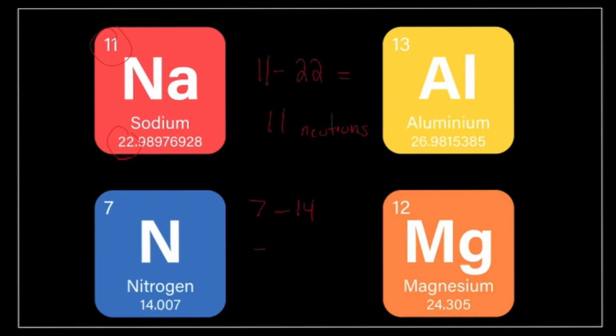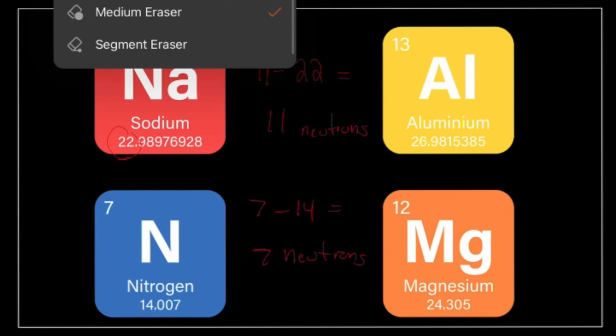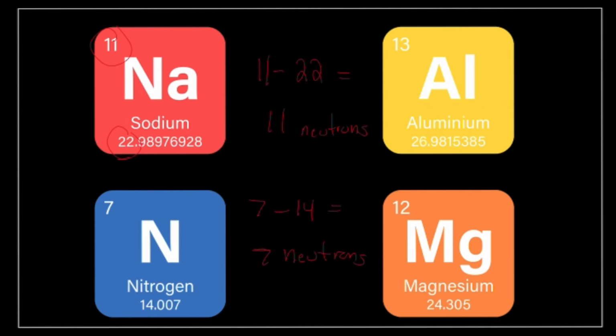Now let's do nitrogen. Nitrogen has an atomic number of 7 and atomic mass of 14. 14 minus 7 is going to give us 7. There's 7 neutrons within nitrogen. And you may even run across questions that ask you plainly how many protons are in this element. And that's simply the atomic number once again. The atomic number contains the amount of protons within the element.